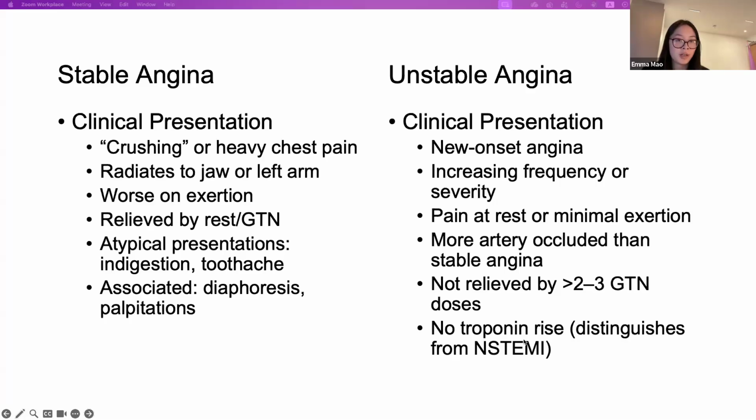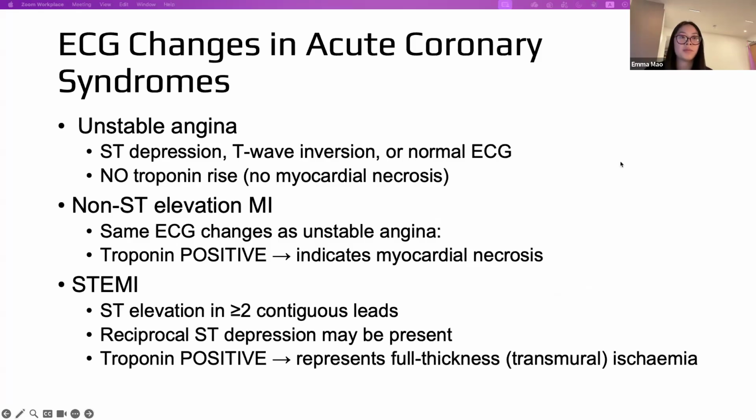However, there is no troponin rise in unstable angina, which is what distinguishes it from an NSTEMI, because there's no damaged tissue. So ECG changes in acute coronary syndromes. So we have unstable angina, and there is some potential ST depression, T-wave inversion, or it can look normal. But the key thing is there is no troponin rise.